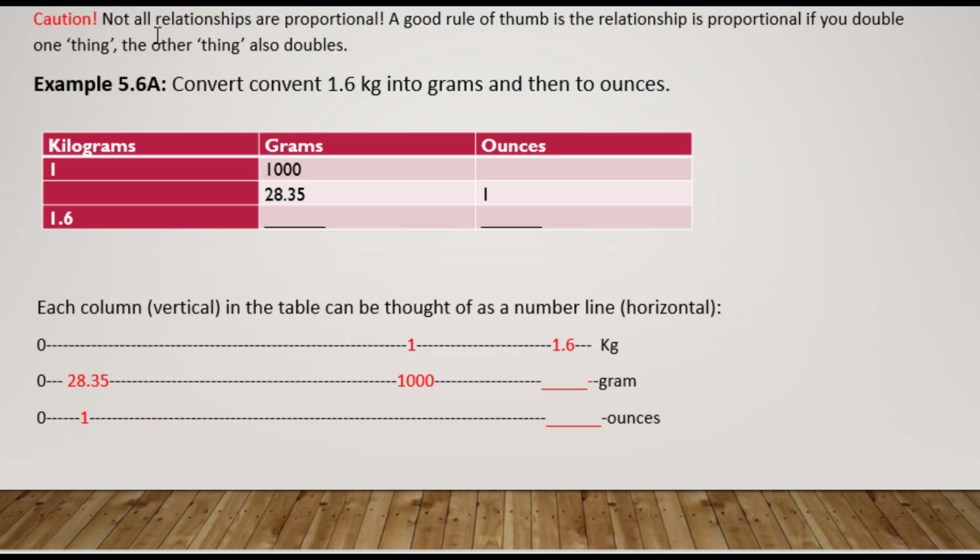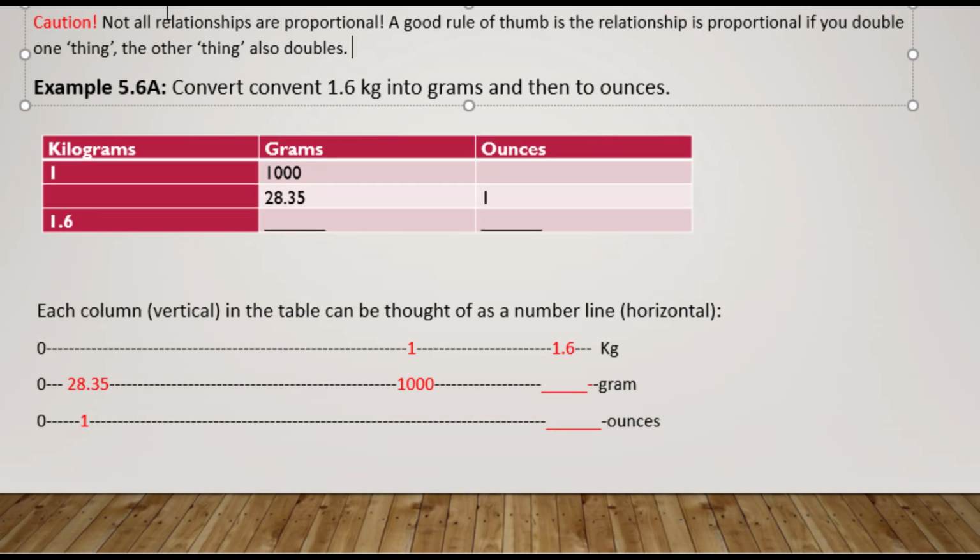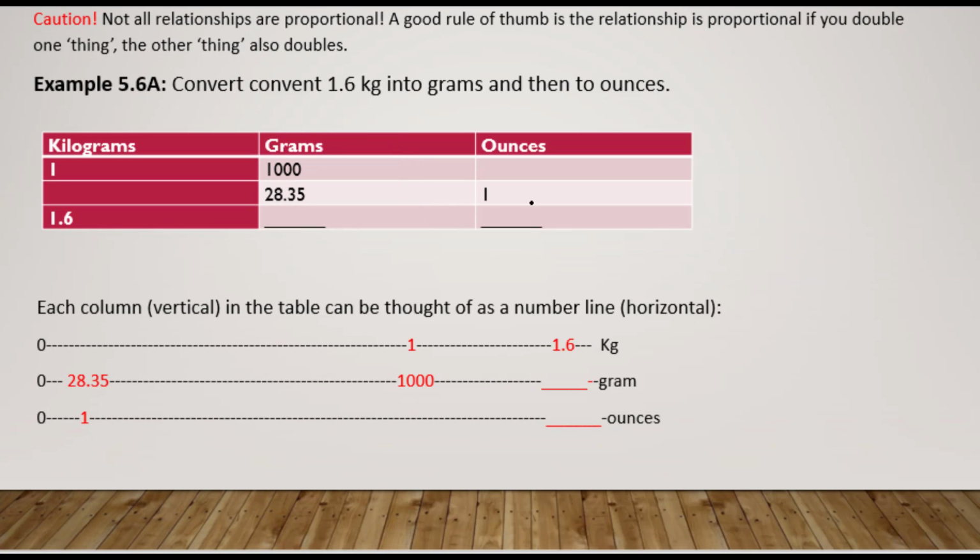Okay, here's our last example, and this is a good thing to keep in mind here. It says, not all relationships are proportional. The ones we're dealing with are. A good rule of thumb is the relationship is proportional if you double one thing, the other thing also doubles.